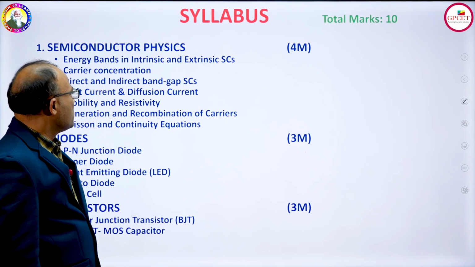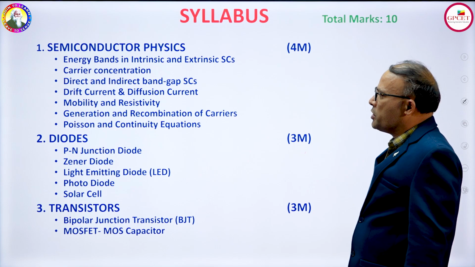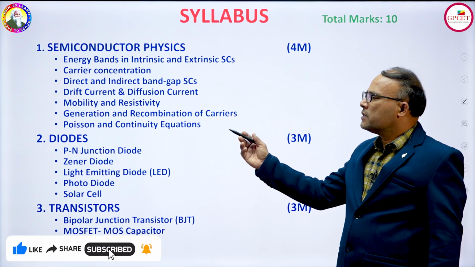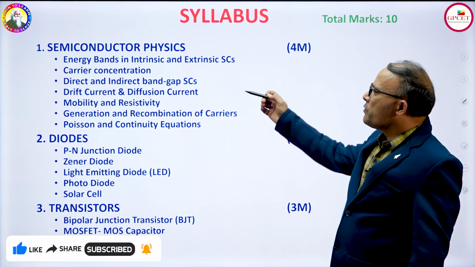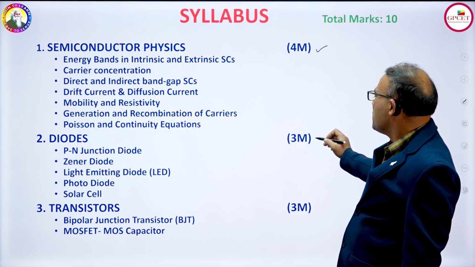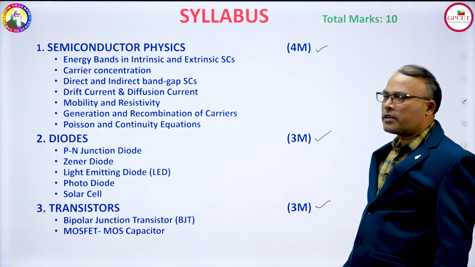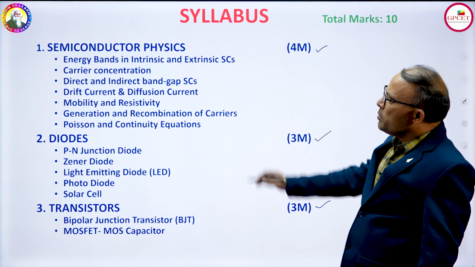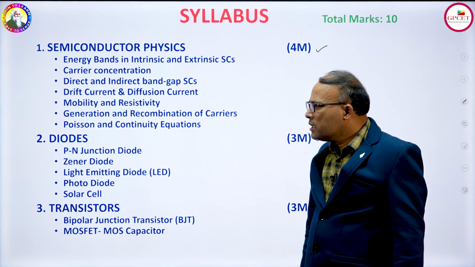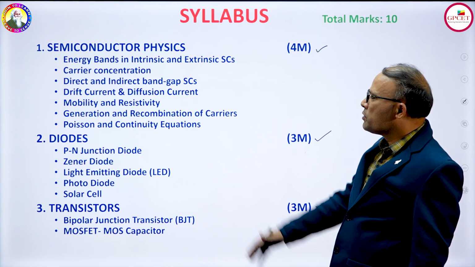First, let us have a broad description of the syllabus of electronic devices in the GATE examinations. It is divided into three topics: semiconductor physics, diodes, and transistors. Semiconductor physics carries 4 marks, diodes carry 3 marks, and transistors, containing BJTs and MOSFETs, carry 3 marks. The syllabus is divided into 3 parts to make it easy for students to learn and to grab more marks in electronic devices.